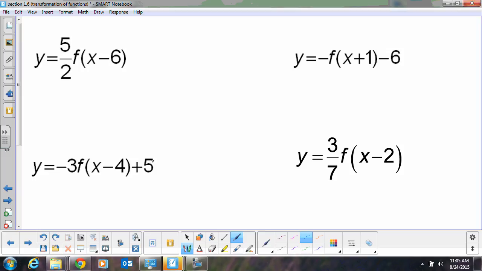All right, we're going to go to Allie. Allie, do you want to classify the 5/2 or the 6? Okay, what is that doing? Okay, why do you say it's a compression? It's a vertical stretch by a factor of? By a factor of 5/2, the full fraction.